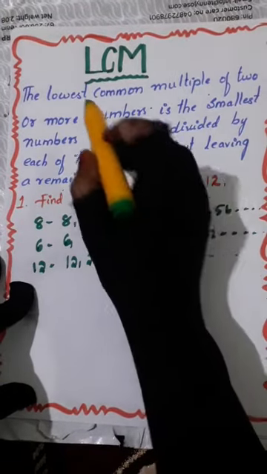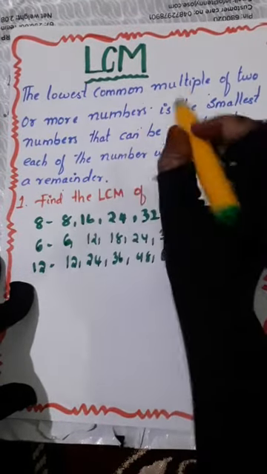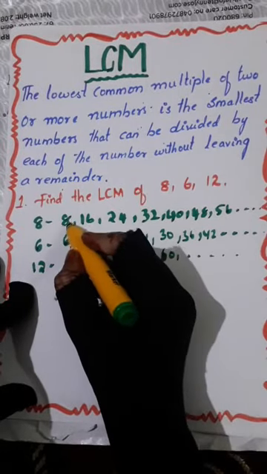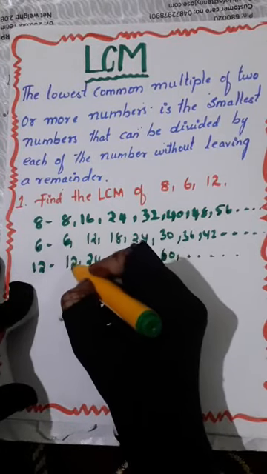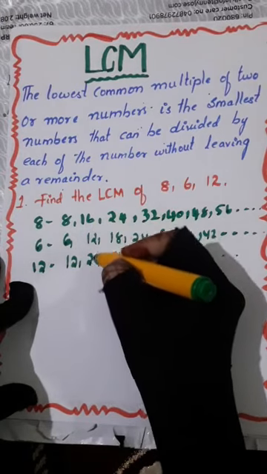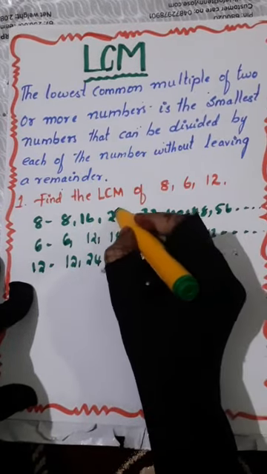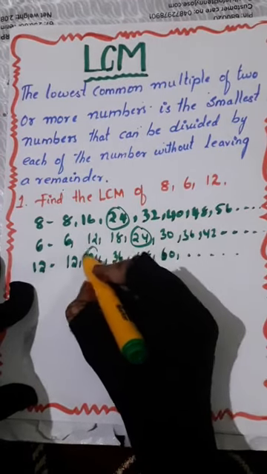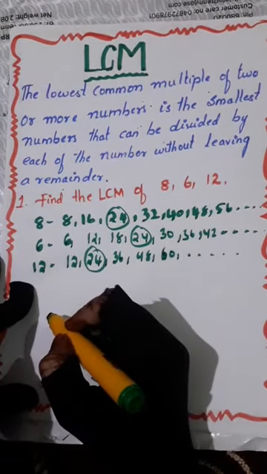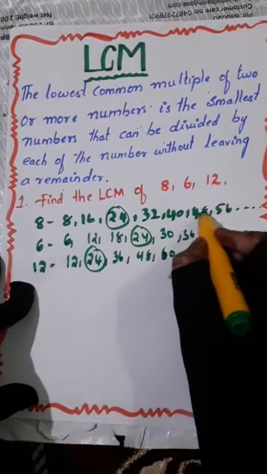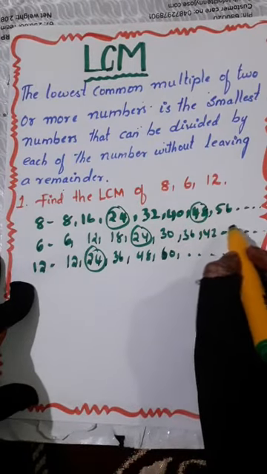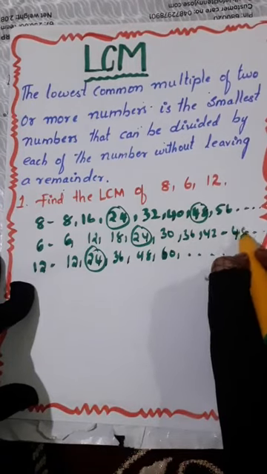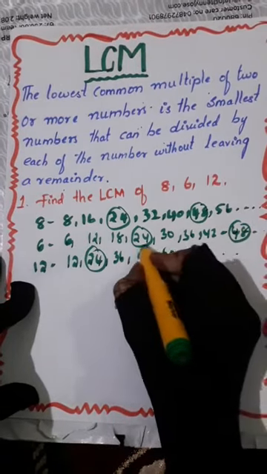Now what we want is the lowest common multiple. We have to see the common multiples first. 8 is there, but not in the others. 16 is also not common. 24: here 24 is there, here 24 is there, and here also 24 is there. Next, 48: 6 eights are 48, so 48 is there in the 6 list, and also in the 12 list.